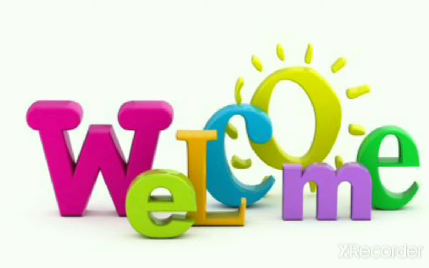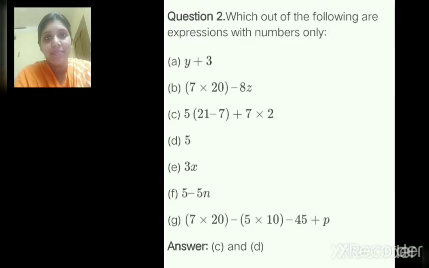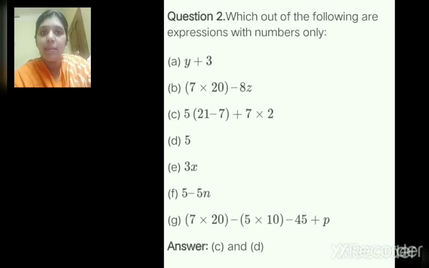Let's move into the chapter Algebra. Hello children. In the previous module, we saw what is a variable and what is an expression. In this module, we are going to discuss exercise 11.3. Only this exercise we have for our exam. So exercise 11.3, question number 2.